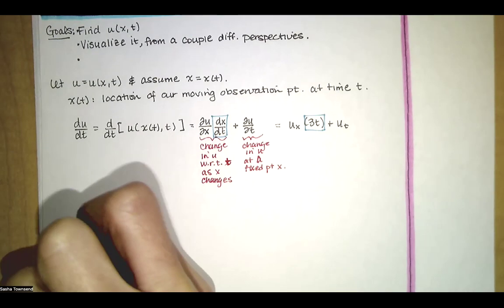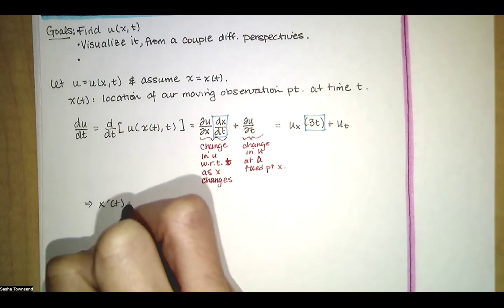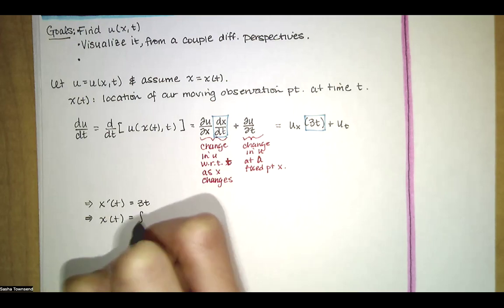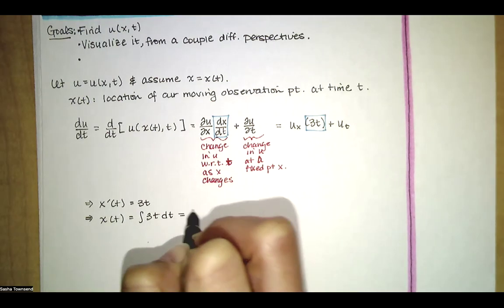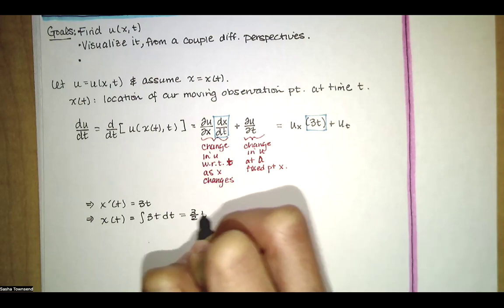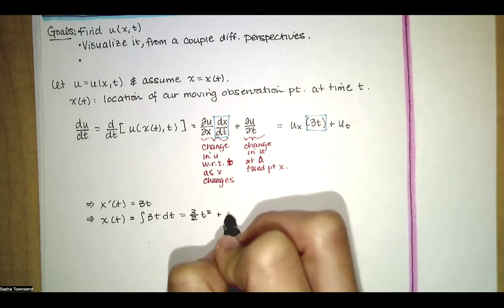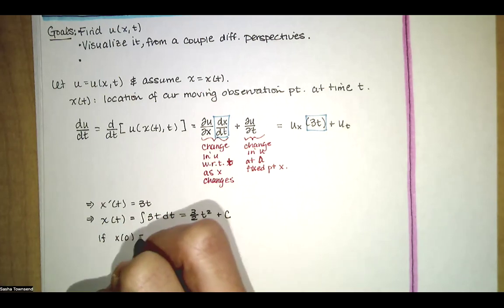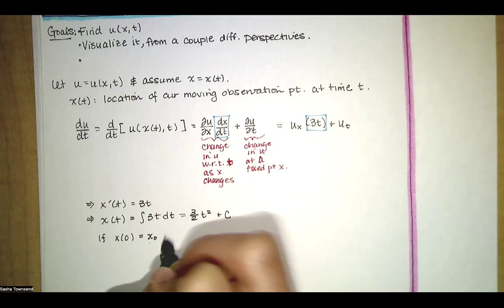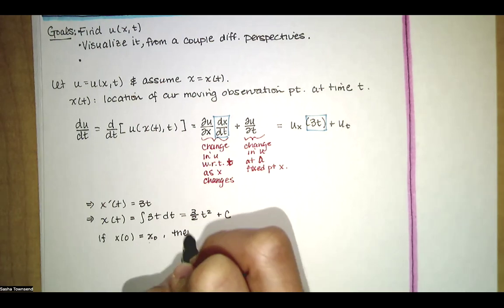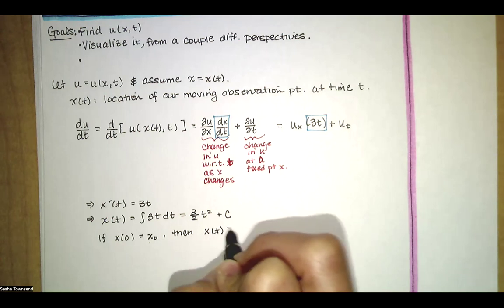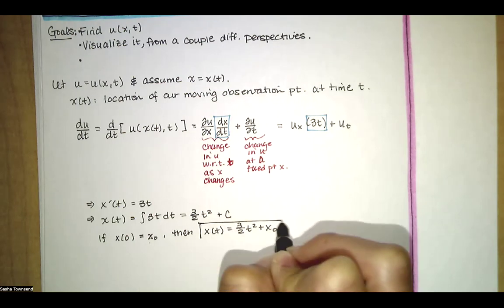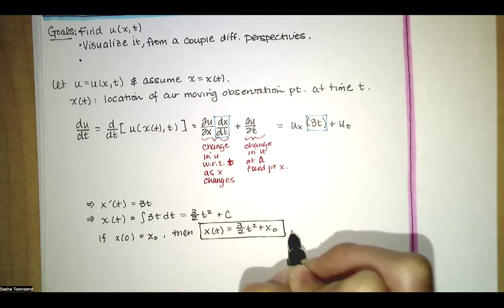And I would write that down over here. And I can take that and solve for x by anti-differentiating. So we end up with 3/2 of t squared plus some constant. And if we say that at time t equals 0, x is equal to x naught, then that constant has to be x naught. Now, these are the equations of our characteristics.